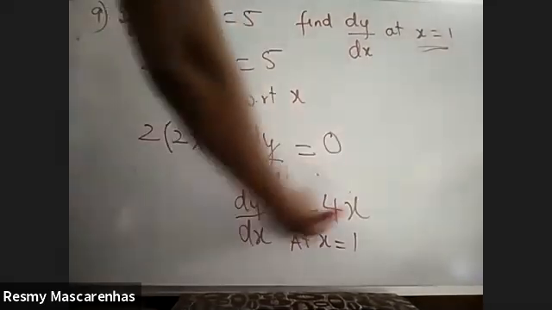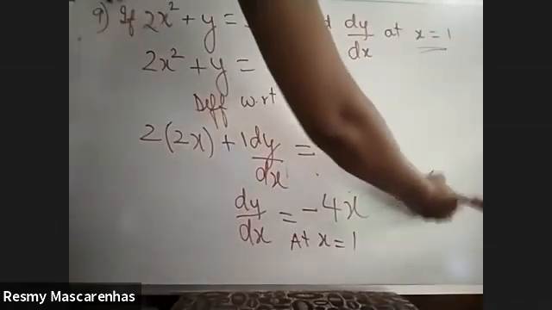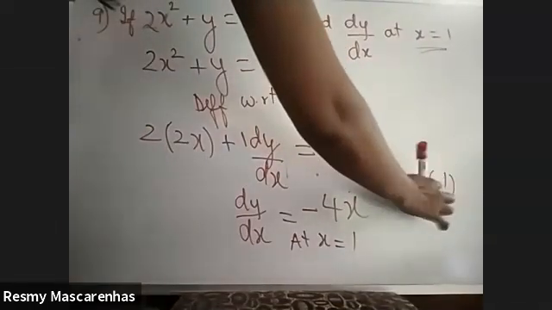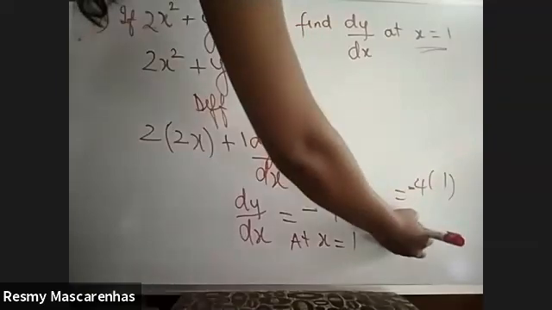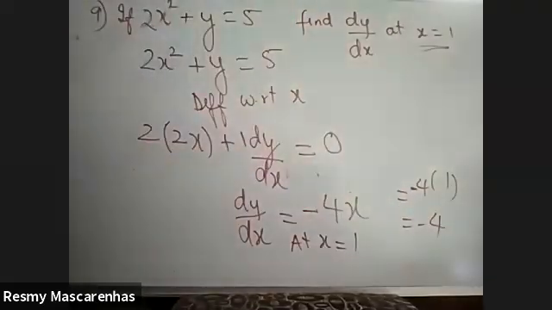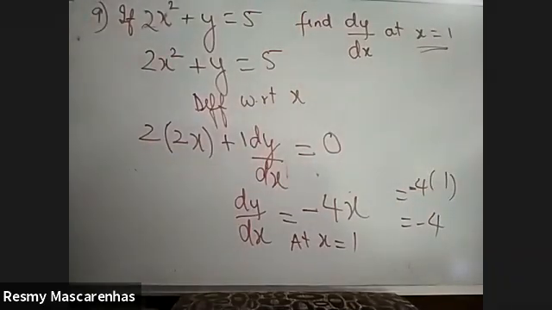Okay, so when you put x equal to 1, what will you get? 4 into 1, which is equal to minus 4 will be your answer. Okay, so you have to take the normal derivative and then whatever has been asked, whether x is equal to 1, you have to put x is equal to 1.